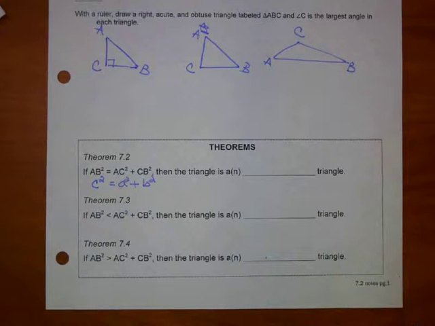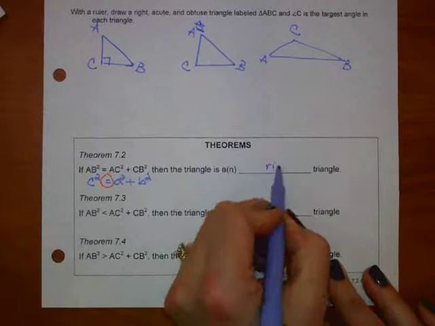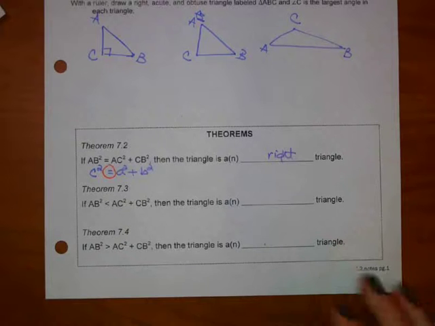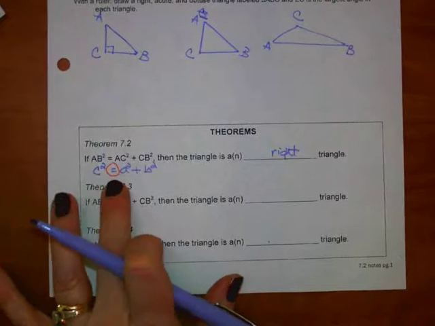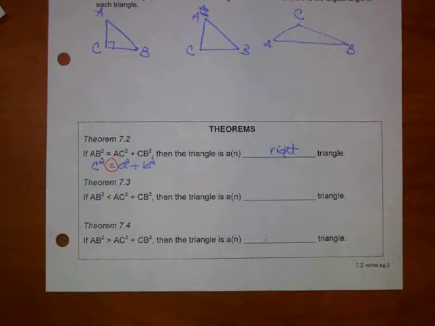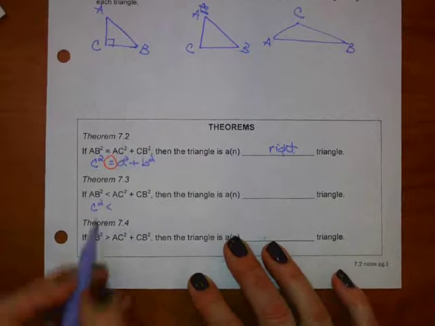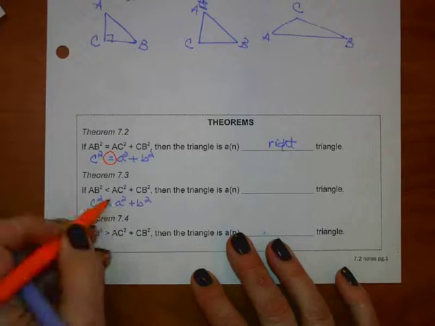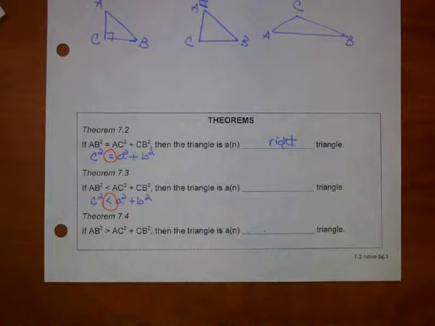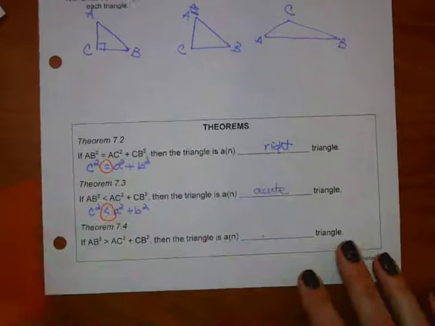If this equals is true, then it's a right triangle. If these two squared added together equals the hypotenuse squared, then it is a right triangle. Okay? Then it says, all right, well, what if C squared ends up being less than A squared plus B squared? So this is the important part right here. Then it's going to be an acute triangle.